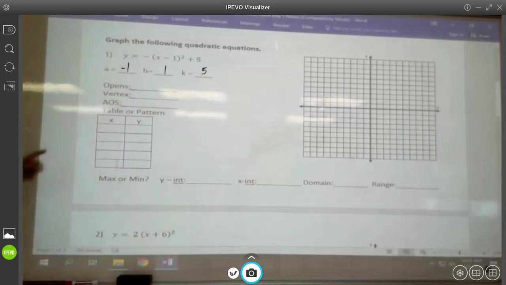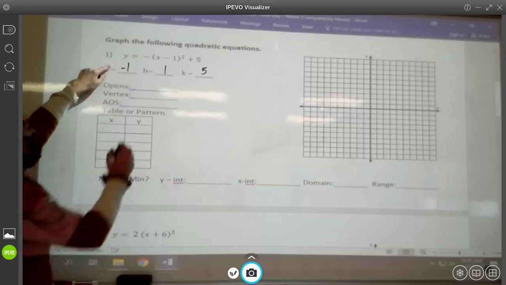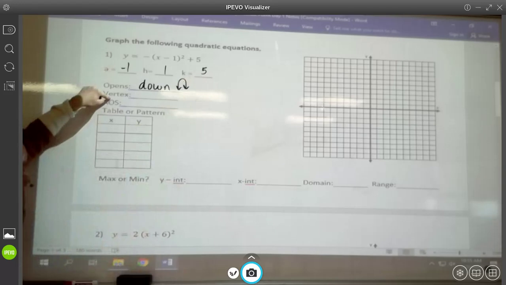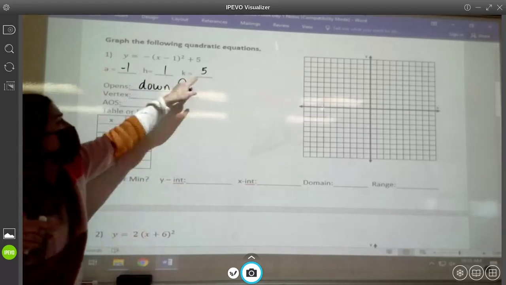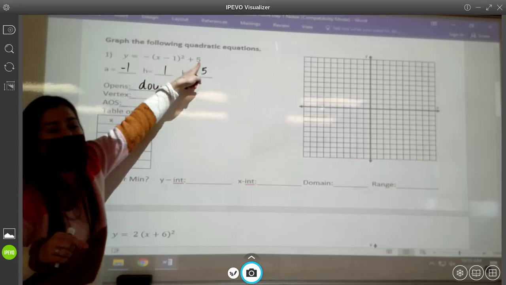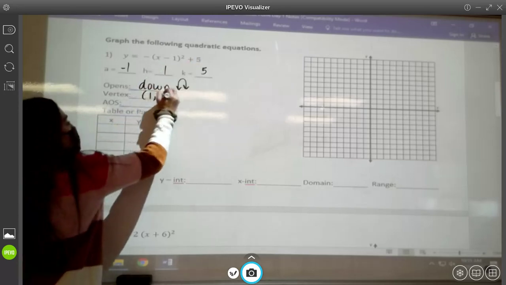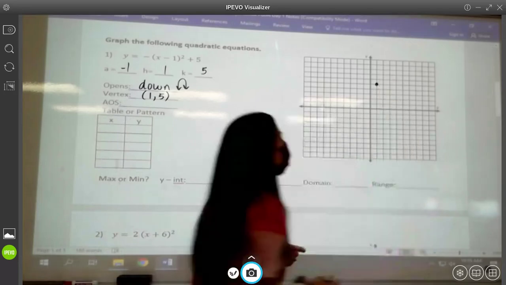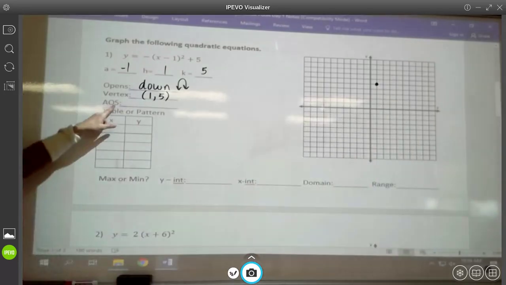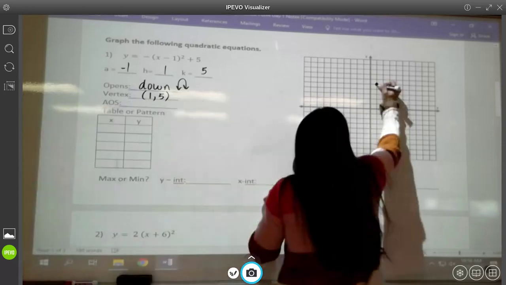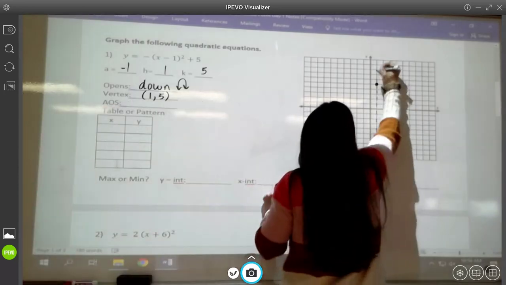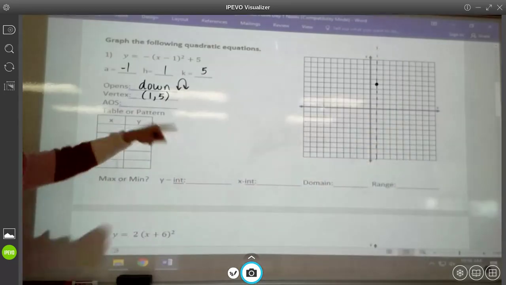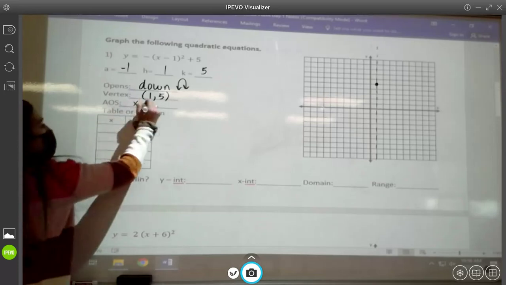All right, this parabola is going to open down because the number in front is negative. My vertex, which is always the point (h, k), is (1, 5). The opposite of that number, and then that number as is. Well, guys, put it on your graph. As soon as you find the vertex, write 1 up 5. Then they're going to want the AOS, that invisible vertical line that goes right through your vertex and cuts the parabola in half. All right, the equation of that AOS is the line x = 1.